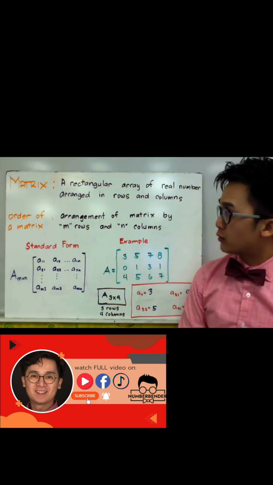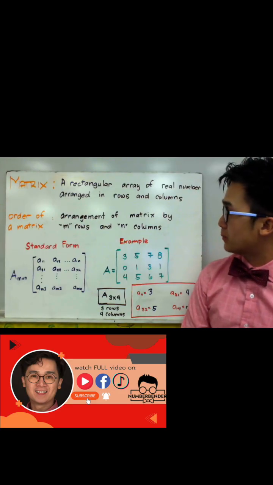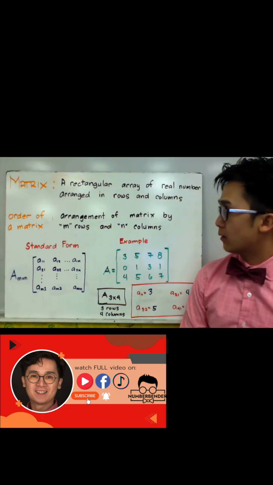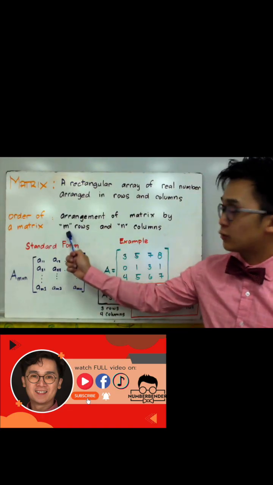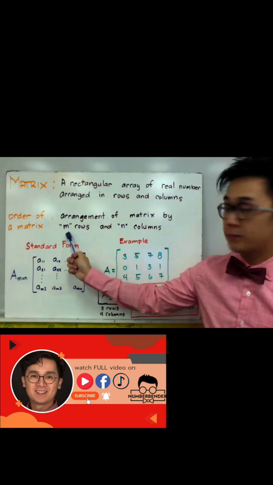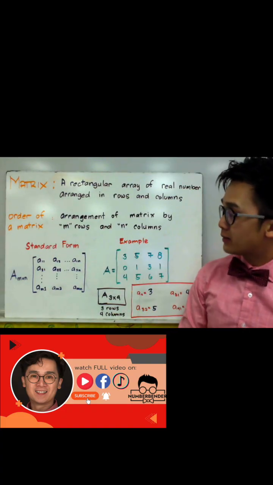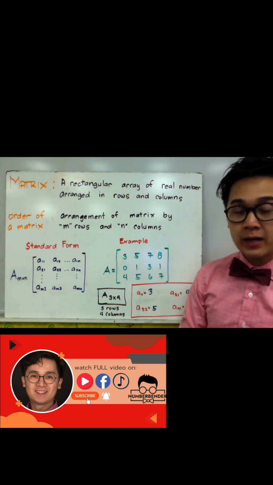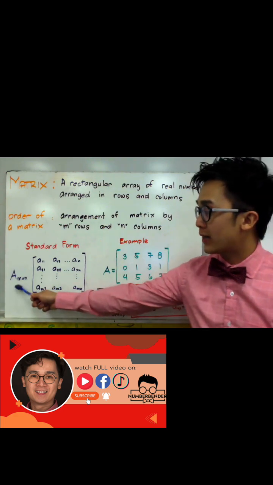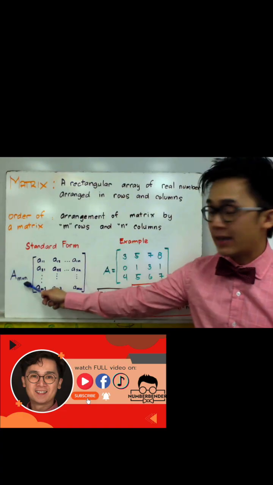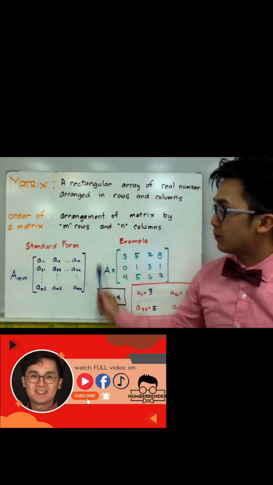Now, the order of a matrix means an arrangement of a matrix by m rows and n columns. Here, m is the number of rows in a given matrix, and n is the number of columns. The standard form of an m by n matrix, which means we have m rows and n columns, is given by this format.